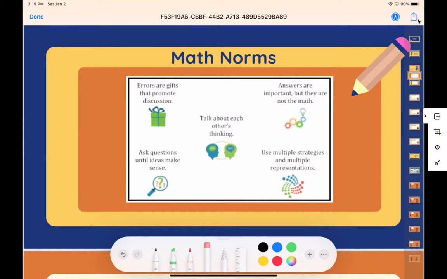You are going to notice that many times we are literally going to spend a nice amount of time on the problem and it won't even be about getting the correct answer. It is literally going to be more about working through and thinking through than it is about getting an answer. And then number 5, use multiple strategies and multiple representations.